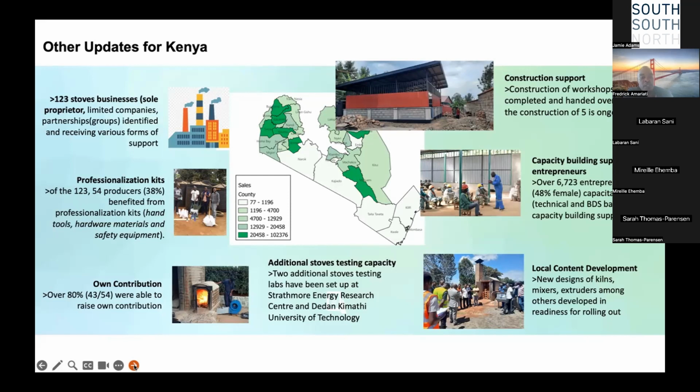And then as part of what we are doing, in terms of enhancing what we're calling the stove testing capacity in Kenya, we've set up 2 additional stove testing labs, and we're looking to at least set up 2 more, but within the government, the ministry energy centers. I'll talk a little bit about that later. And then as part of solving problems with our production processes, we have developed what we are calling the local content. I'll provide some more details on the next slide, please, Sarah.